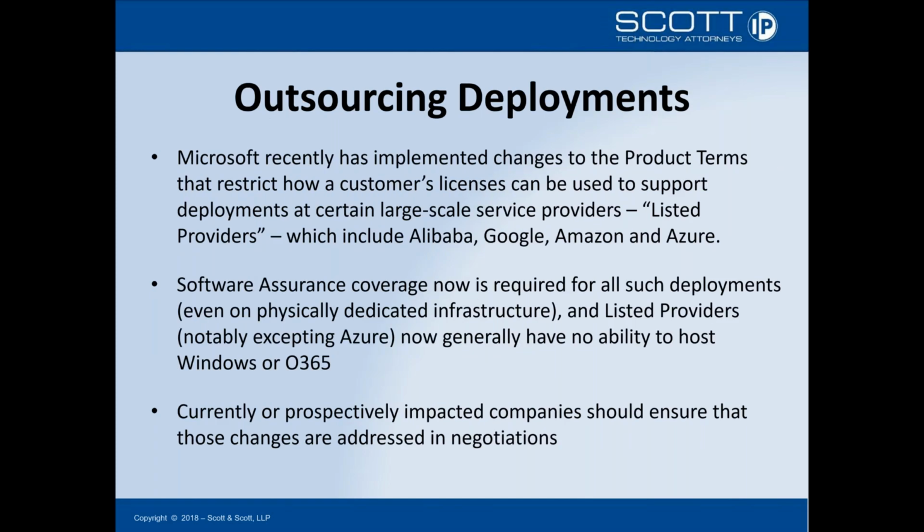Microsoft recently has implemented changes to the product terms that restrict how customers' licenses can be used to support deployments at certain large-scale service providers, including the large public cloud players: Alibaba, Google, Amazon, and Azure. Software Assurance coverage is now required for all such deployments. It's not going to matter in an EA deal because EA deals all have SA. But it's important to understand how these outsourcing deployments work.